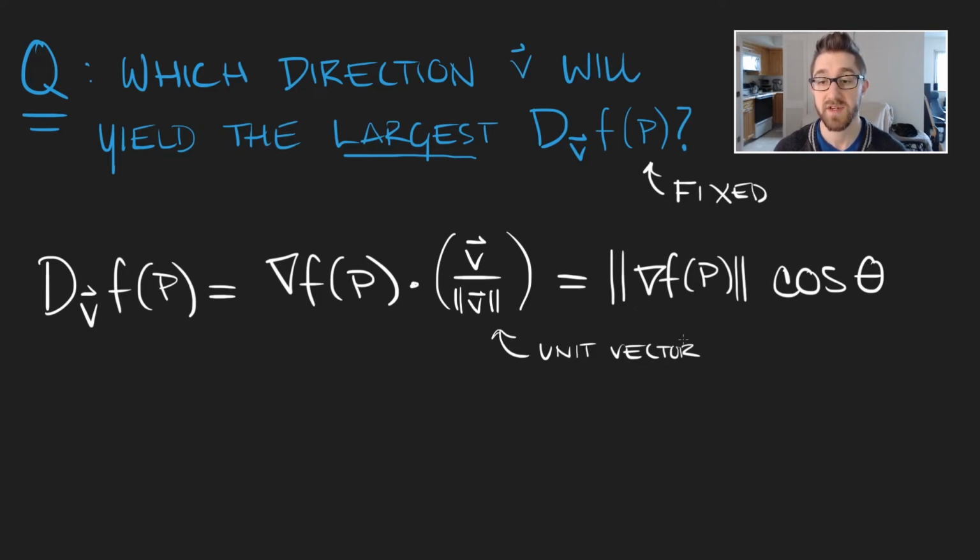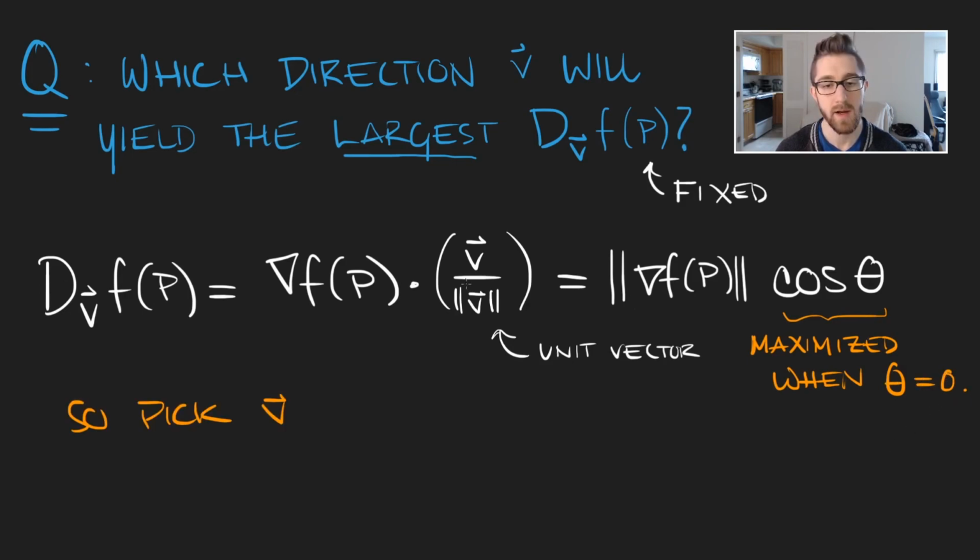If we want this to be as large as possible, then since we don't get to pick the point p, we really don't have any control over the magnitude of the gradient. And so all we really have control over is the angle between the unit vector in the direction of v and the gradient. And if we want this to be as large as possible, well, the largest cosine of theta can be is 1, and this is maximized when theta is equal to 0. In other words, we want to pick a vector v that makes an angle of 0 with the gradient.